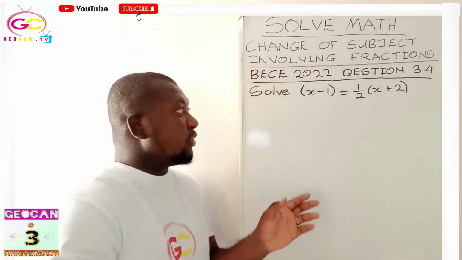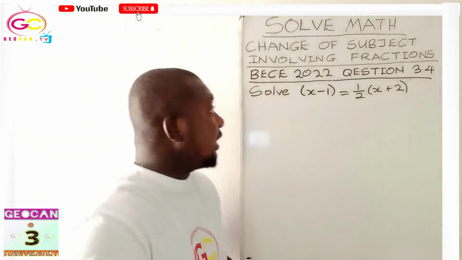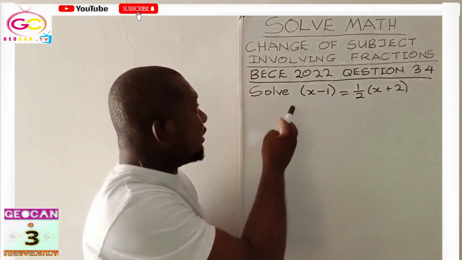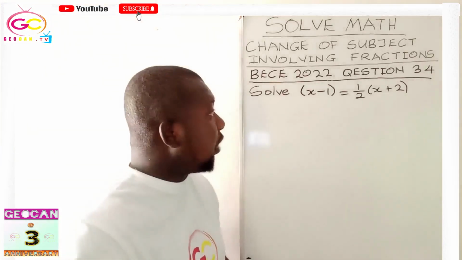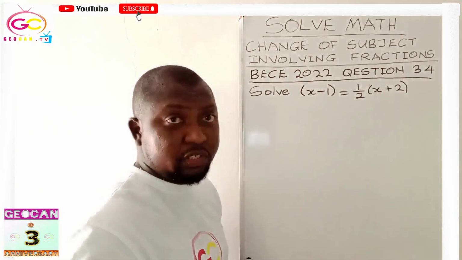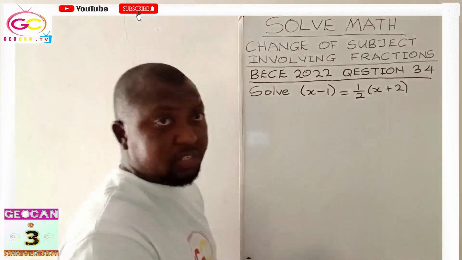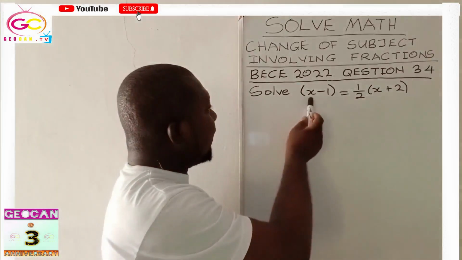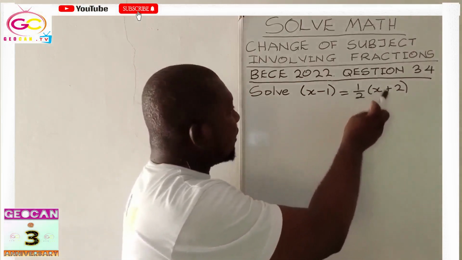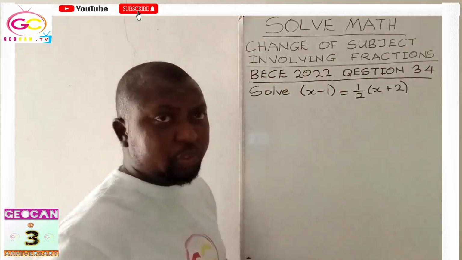Quickly, let's move to the board and solve this particular past question on the topic change of subject involving fractions. Yes, this is a Basic Education Certificate Examination question for the year 2022, question 34. What's the question? Solve 2(x minus 1) is equal to 1 over 2 (x plus 2). Good. Now, what do we do here?